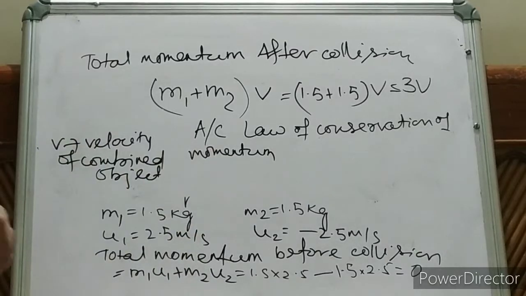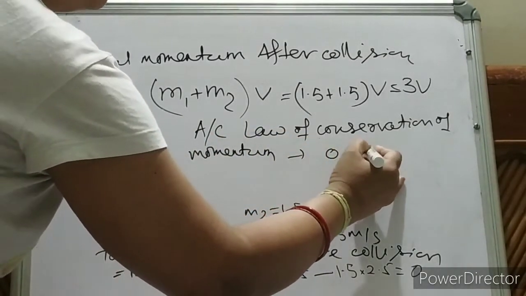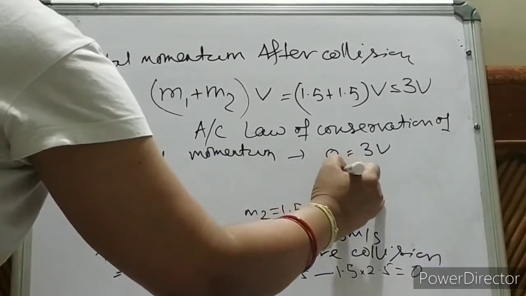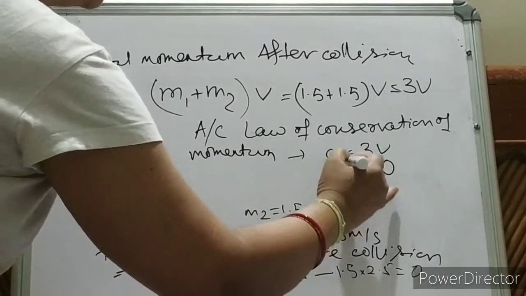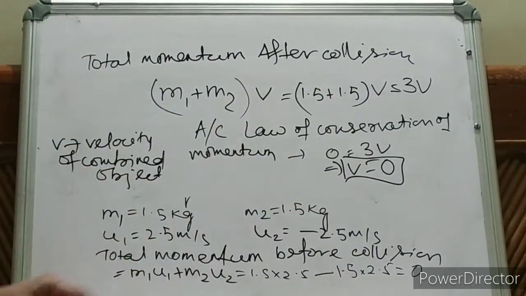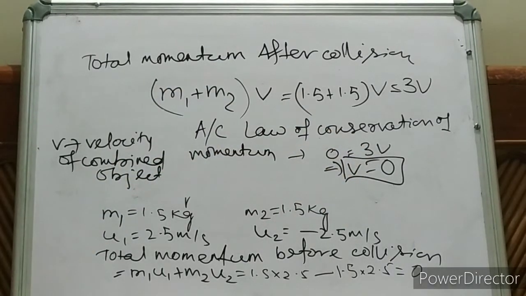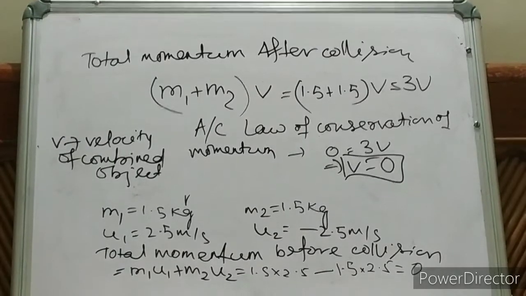we can write 0 is equal to 3v. So what is v? v is equal to 0, children. Is it clear? That means when they collide, they will come to rest. That's why their final velocity is 0. Is it clear, children? We'll move to our last numerical of this chapter and last numerical of the class 9 syllabus.